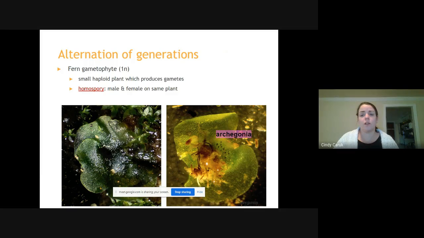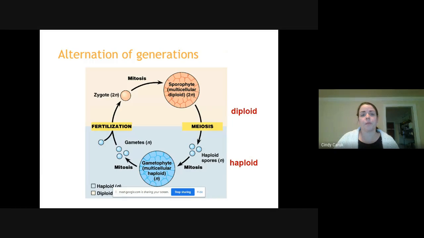Right, so here's your archegonium, that's where the egg is. There's your antheridium, that's where the sperm is made. Okay, so we're going to see that alternation of generations. We started with our bryophytes with the dominant gametophyte, and now in our ferns, we have a dominant sporophyte, and we do have an independent gametophyte.